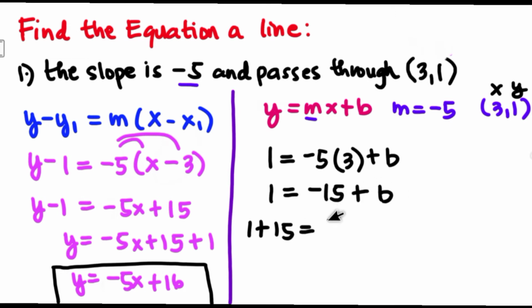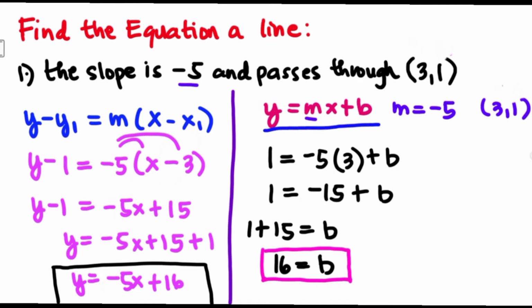So, using addition property of equality, b na lang po siya. And then, 1 plus 15 is 16. So, yung y-intercept po is 16. So, nakuha na natin yung value ng b or yung y-intercept. Pwede na po natin siyang ilagay po dito sa equation na to. So, y is equal to m. Ano po yung m? Negative 5. And then, x, copy natin. And then, yung y-intercept is 16 or positive 16.